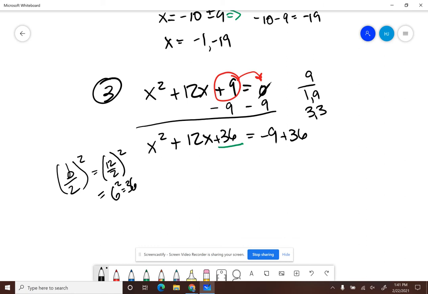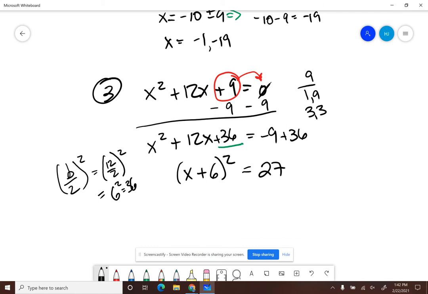Okay? So now let's think about what happens here. The whole reason I did this was to make a perfect square trinomial, right? It's just so I can try to solve this through square roots. So this is going to become x. Remember, what was half of 12? Half of 12 was 6. So it's just x plus 6 squared. That's the whole reason I made this perfect square trinomial, so I can get to this answer right here. All right, this equals negative 9 plus 36. Negative 9 plus 36 equals 27.